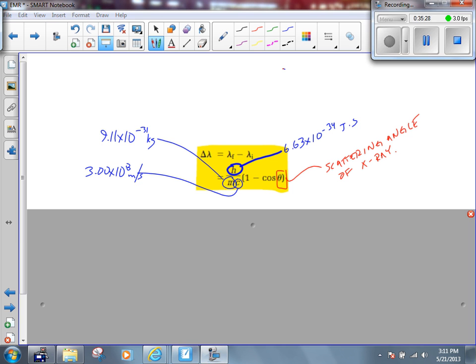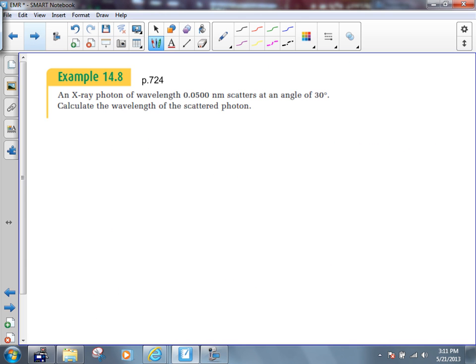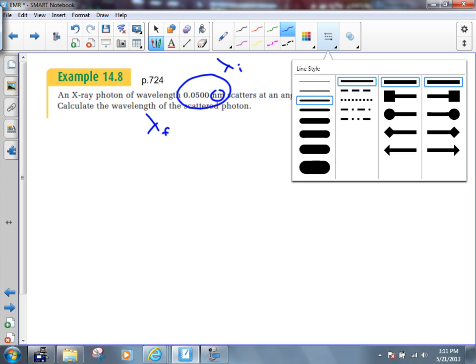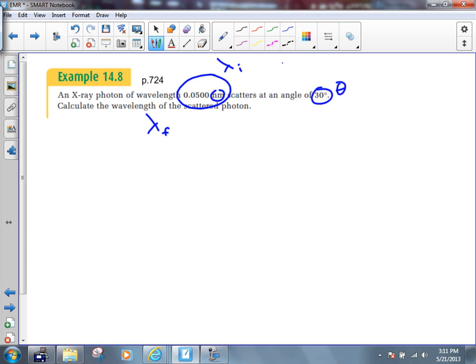Now we can solve that question that looked a little bit foreign to us just a minute ago. Here we have an X-ray photon of wavelength 0.0500 nanometers. That's the original wavelength. That's what it starts out as. Scattering at an angle of 30 degrees. We call that theta. We're looking for lambda f, the final wavelength of the photon. We should expect the value of that wavelength to be higher. The energy goes down, the frequency goes down, the wavelength should go up. So we should expect to get a value for lambda f that's bigger than lambda i. Let's see what happens here.